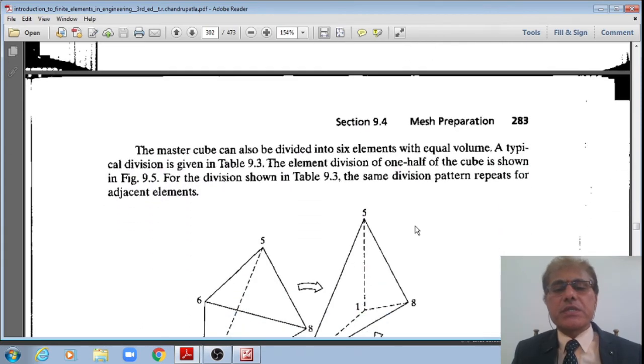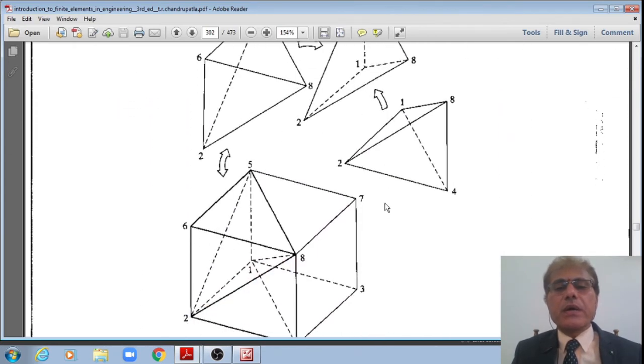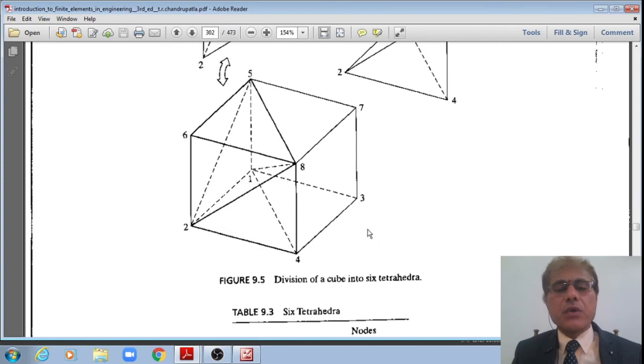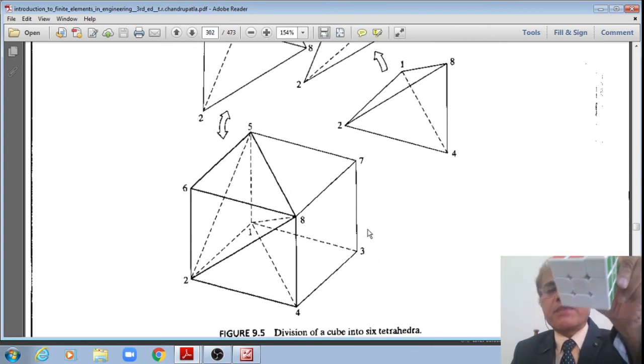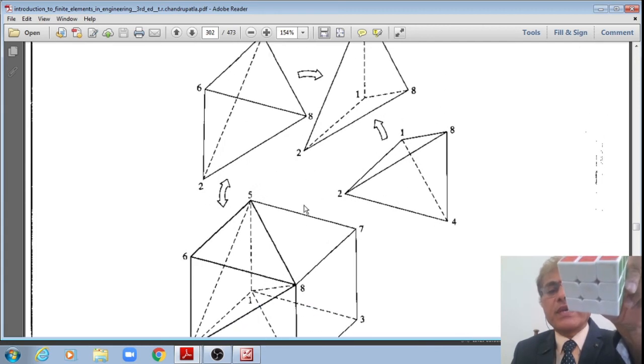And if I divide this cube into, say, 6 tetrahedra like this, elements 1, 2, 3, 4, 5, 6.